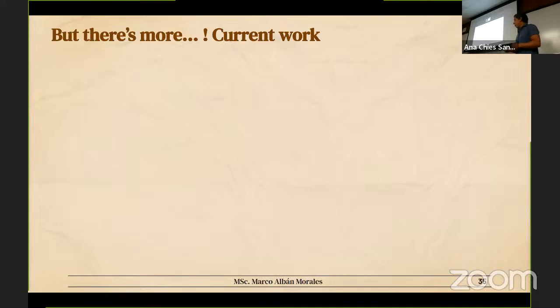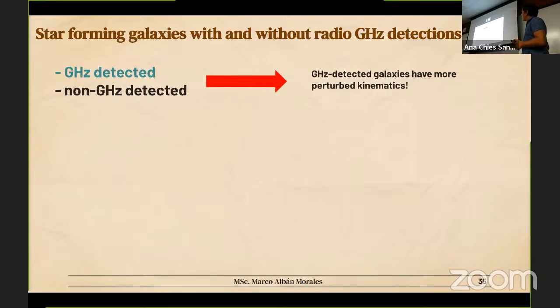So yeah, I want to quickly show one of the main reasons why I'm here, which is a serendipitous discovery, not very serendipitous, but sort of. I discovered that galaxies, forget about star forming first, galaxies with radio gigahertz detections have more perturbed kinematics than galaxies that do not have radio detections.